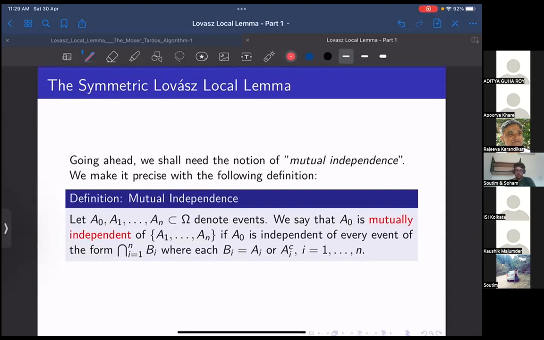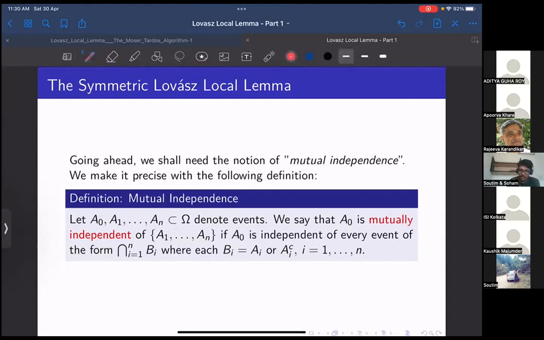Before going ahead, we shall need the notion of mutual independence, which we will make precise with the following definition. Let A0, A1, ..., An belonging to some sample space denote events. A0 is said to be mutually independent of A1 to An if A0 is independent of every event of the form intersection of Bi, where Bi are events of the form Ai or A complement.